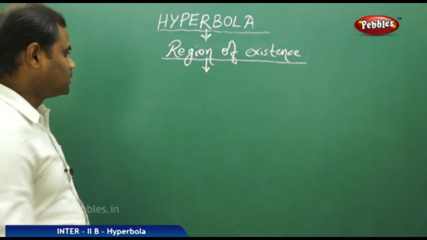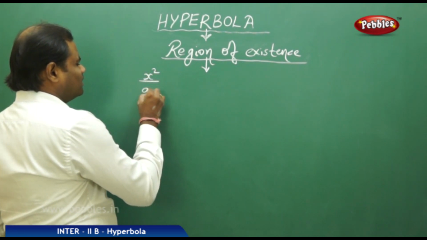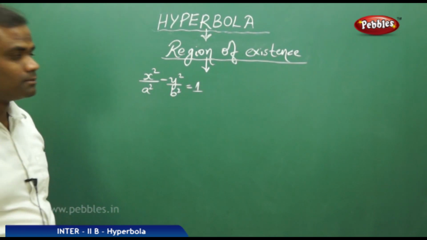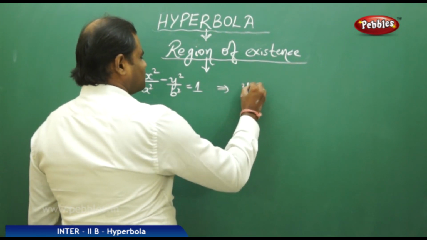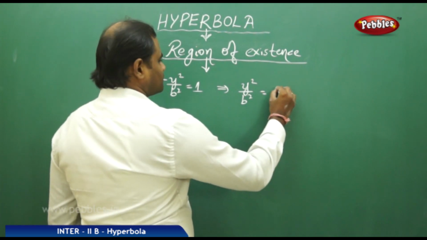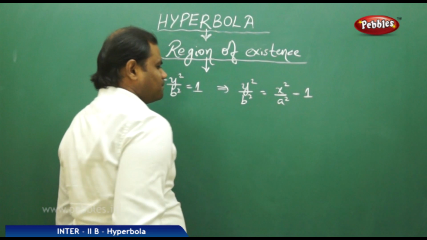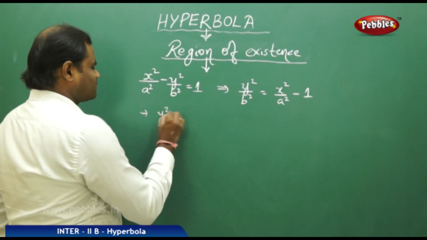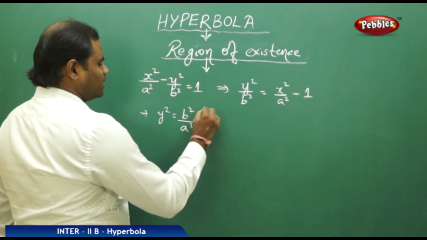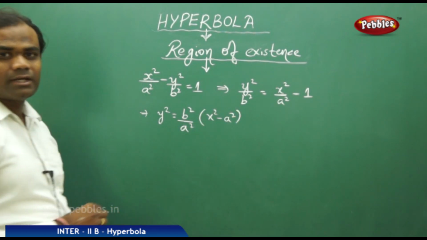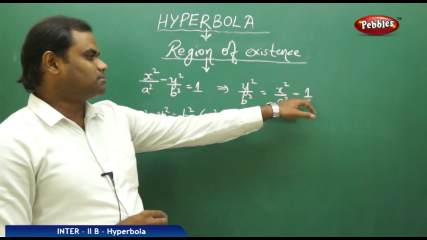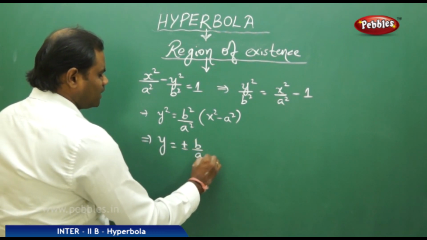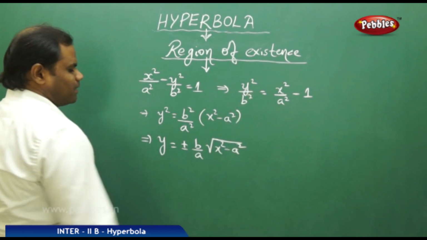So in order to identify the region, let me take the equation of the hyperbola in standard form, and then I would like to make y the subject. So that implies y square by b square is x square by a square minus 1. On further simplification, y square is b square by a square times x square minus a square, when I cross multiply and simplify with the LCM. That implies y is plus or minus b by a of root x square minus a square.